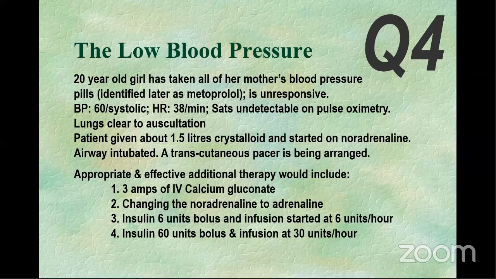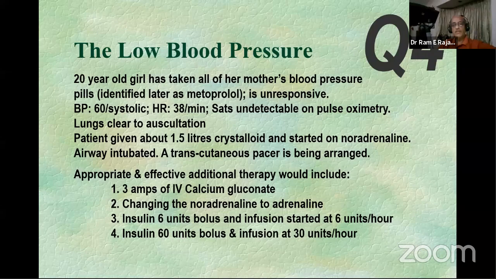Sir, question 4 is the low blood pressure, sir. The 20-year-old girl has taken all her mother's blood pressure pills, is unresponsive, hypotensive, tachypneic, sir. Saturation is undetectable on pulse oximeter. Well, the pill has been identified as a beta blocker. Okay, fine. Very easy. Yes, sir.